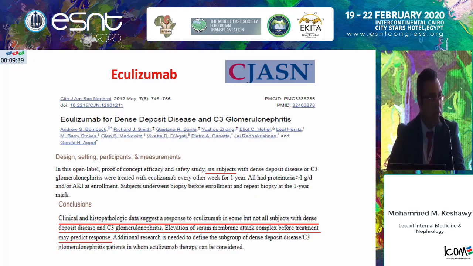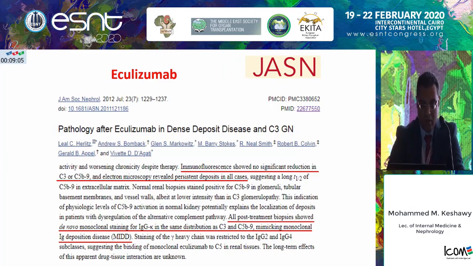Eculizumab. Eculizumab is actually a C5 inhibitor, a monoclonal antibody, which prevents C5 cleavage into C5a and C5b, and eventually the formation of the membrane attack complex. In 2011, this case series involving 6 subjects gave us the first data about eculizumab use, and it showed that some patients responded and some didn't, and that elevation of the membrane attack complex before treatment can predict the response.